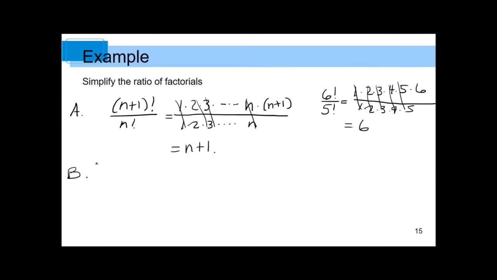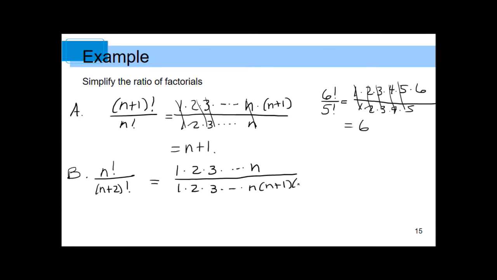All right, so the next example, n factorial over (n plus 2) factorial. In the numerator, we have the product of 1 through n. And in the denominator, we have the product of 1 through n, but also we keep going, n plus 1, n plus 2. So everything from n on down divides out, and we're just going to have 1 over (n plus 1) times (n plus 2).